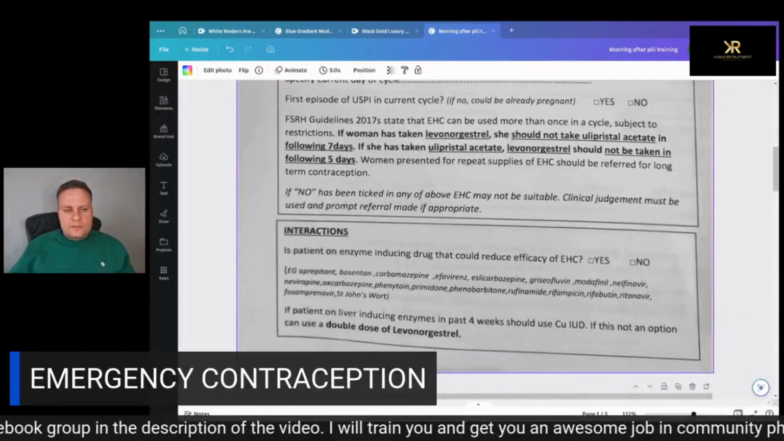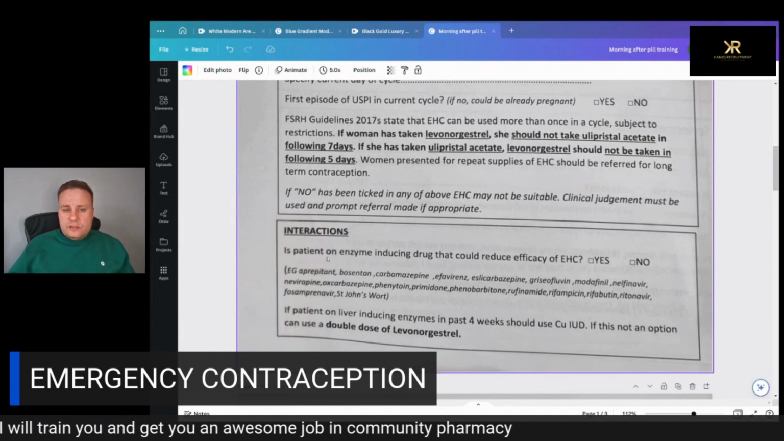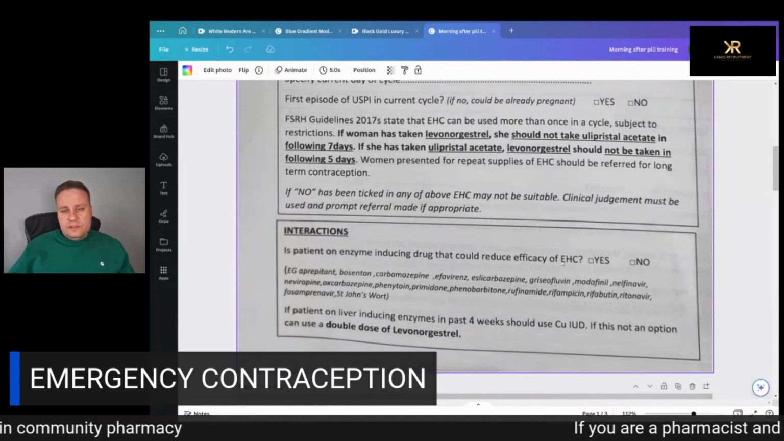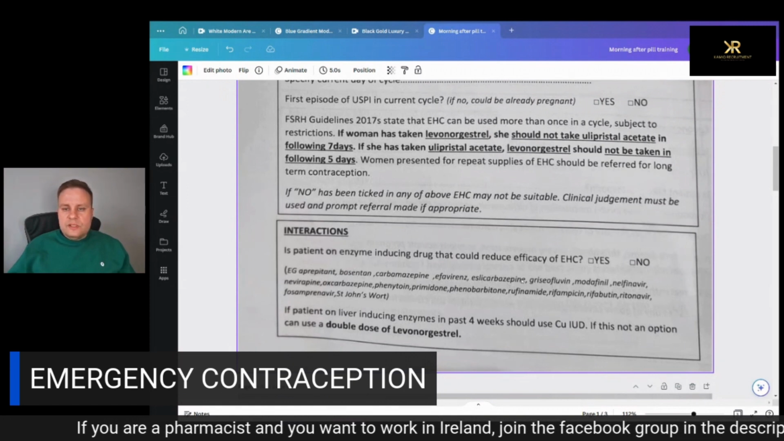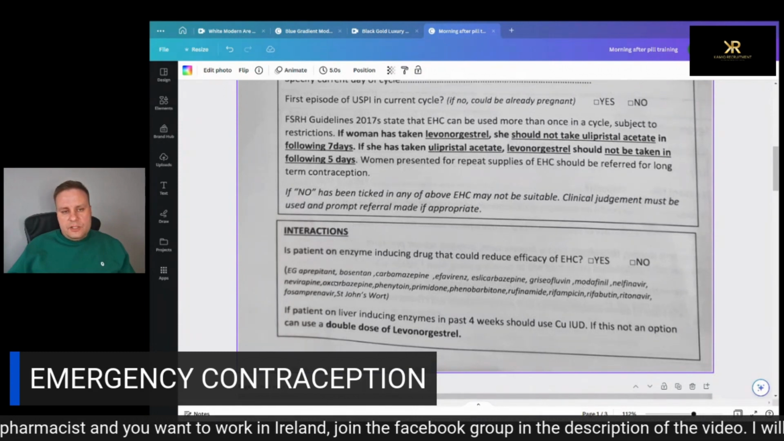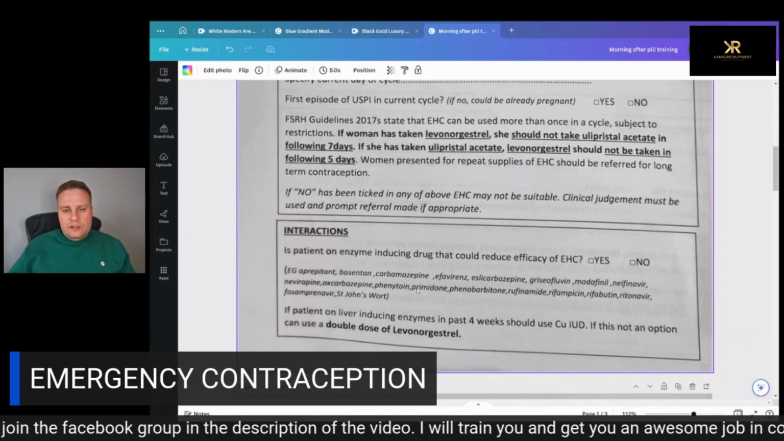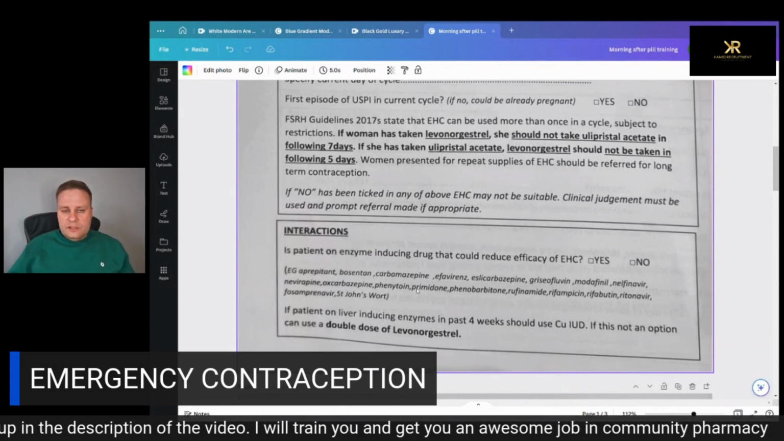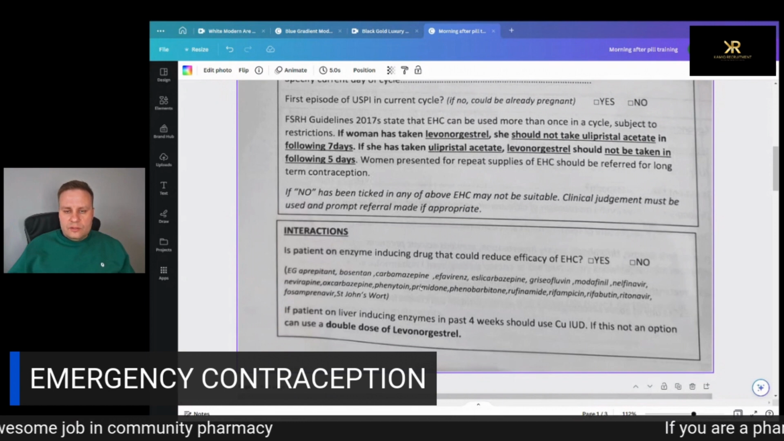So interactions. Is the patient on an enzyme-inducing drug that could reduce efficacy of the emergency hormonal contraception? Then you have to tick yes or no, and it gives you here loads of examples of medication that has an enzyme-inducing effect, which can obviously impact the efficacy of the hormonal emergency contraception.